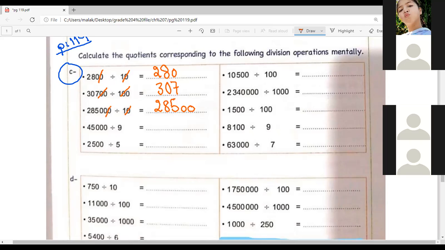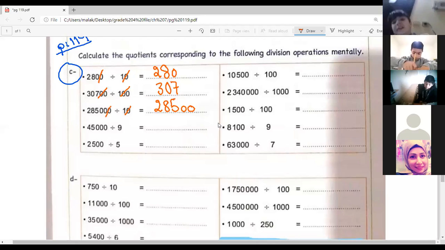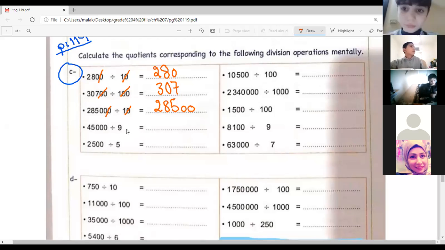Basil? Yes. Yalla, 45,000 divided by 9. How do we divide them? We can't cross the zeros here because on the other side there are no zeros. So we have to place the zeros here at the end, okay? Because on the other side there are no zeros. So we can't cross the zeros and remove them. We have to place them. Now skip them, Basil.